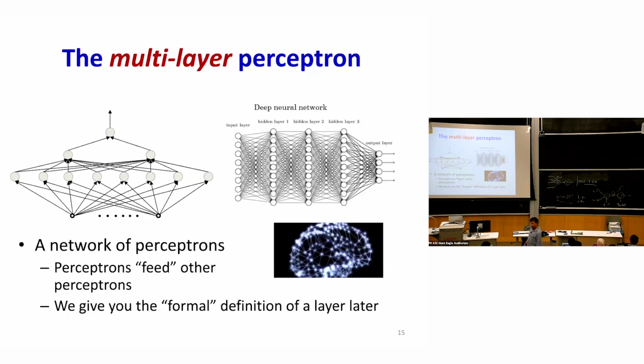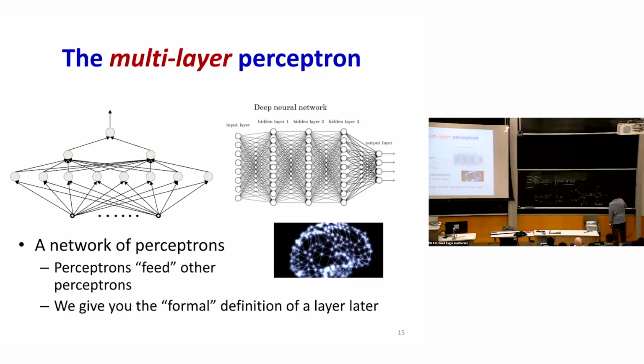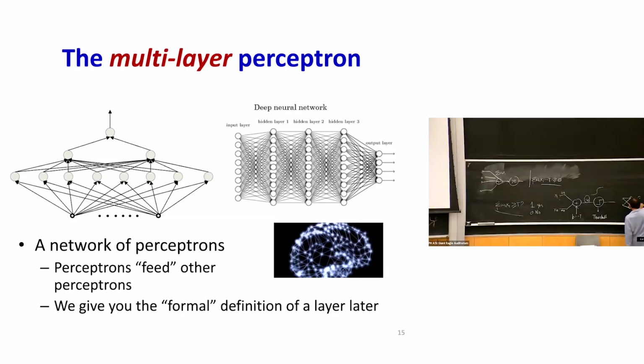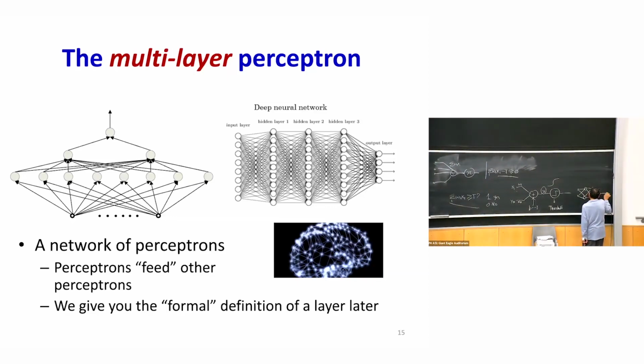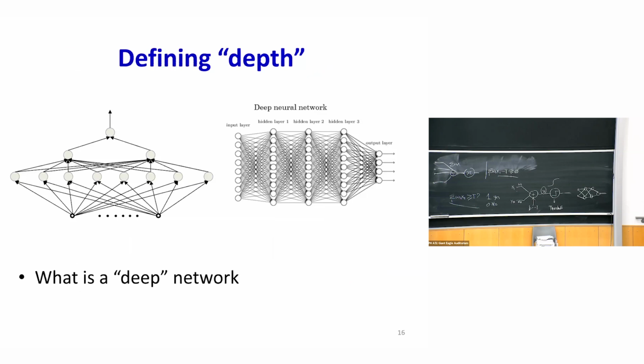The way we did it was that you have some input, and the input goes into perceptrons. The output of these perceptrons goes into other perceptrons, and so on until you get the final output. So you had a multi-layer perceptron, where perceptrons fed into layers of perceptrons, fed into layers of perceptrons. What is a layer? We'll get into that in a minute. The networks that we speak of today are deep neural networks.